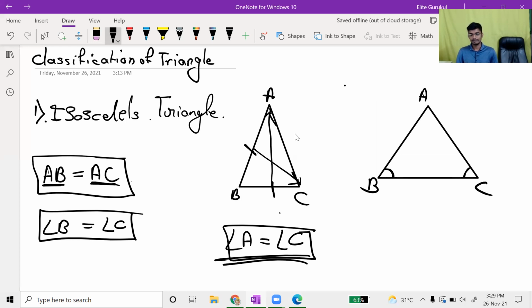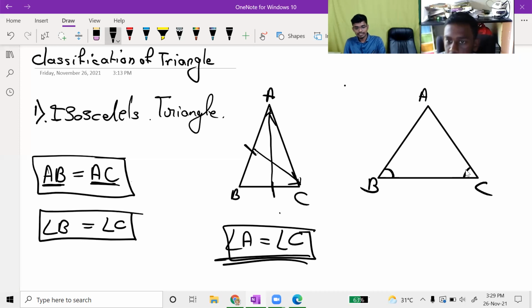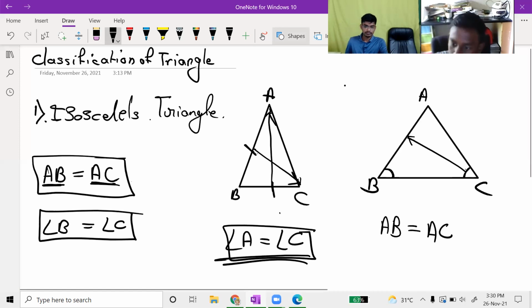Angle A. Hey man, I am talking about side, not angle. B and C. See, opposite side to this angle. Which is the opposite side? B. Only B. A and B. AB. We will say AB. AB will be equal to which side? AC.